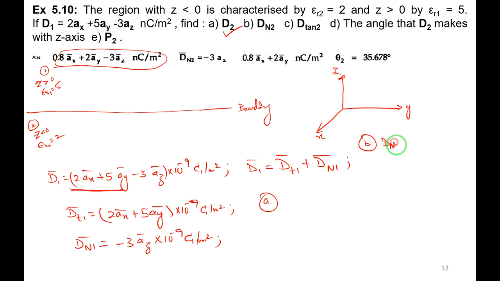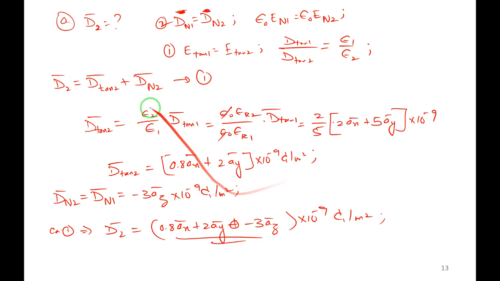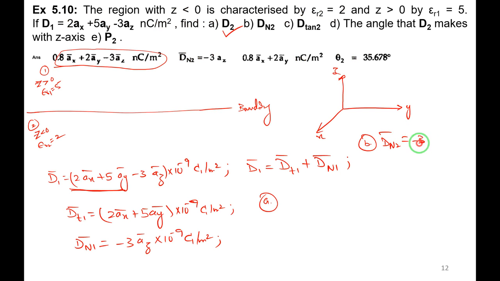dn2. What is dn2? Already we have found out. So dn2 here it is there. What is dn2? Minus 3az into 10 power minus 9 coulomb per meter square. This is over. So minus 3az. Yes, they have missed nano, 10 power minus 9 is missing here, right? Unit is coulomb per meter square.